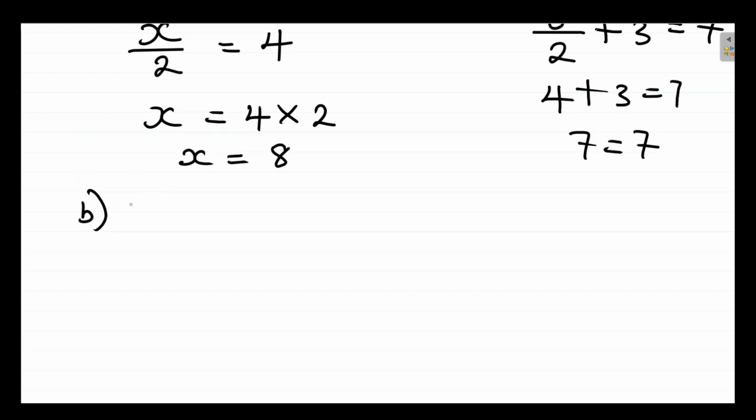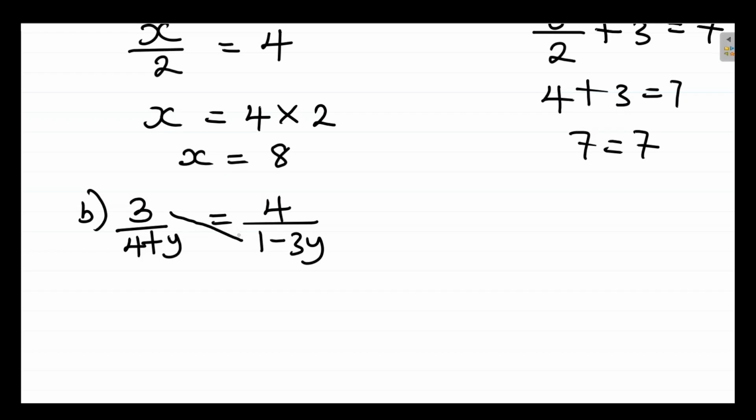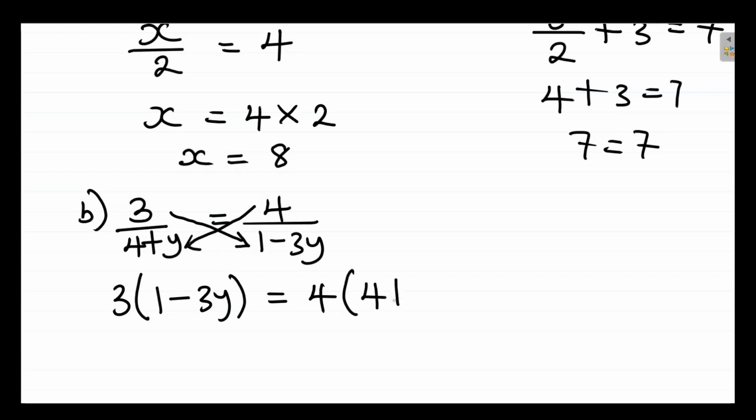Now b says that 3 divided by 4 plus y is equal to 4 divided by 1 minus 3y. Now at this point we cross multiply. So we have that 3 we multiply by this denominator, and 4 we multiply by this denominator. So therefore, the equation becomes 3 multiplied by 1 minus 3y equal to 4 multiplied by 4 plus y.